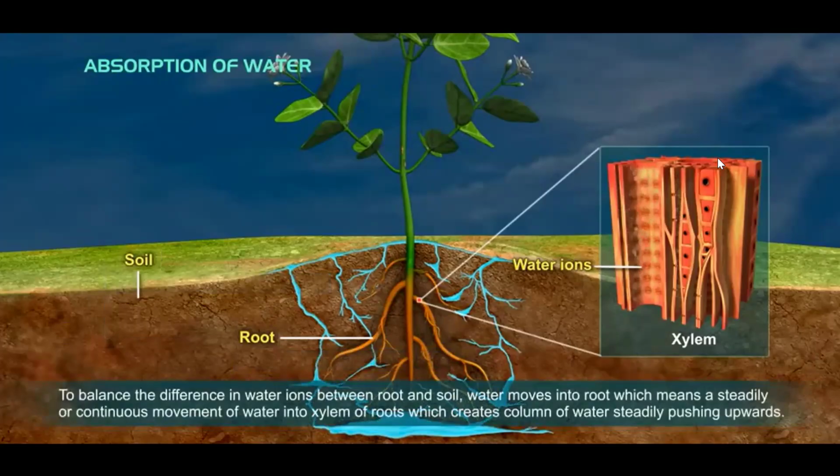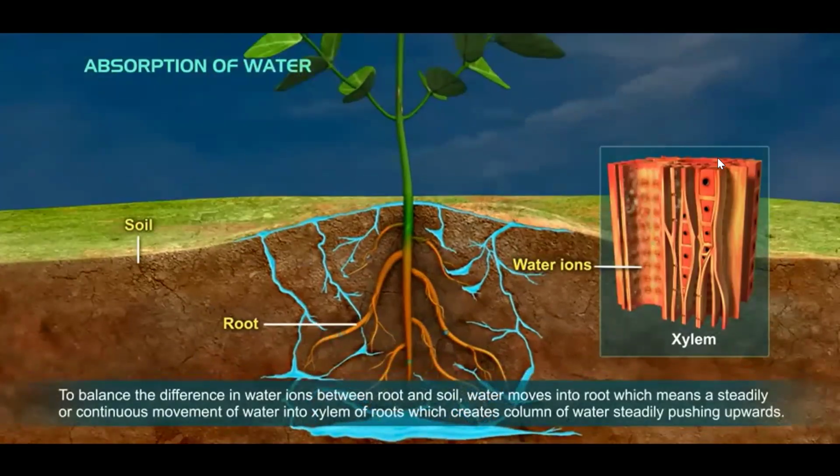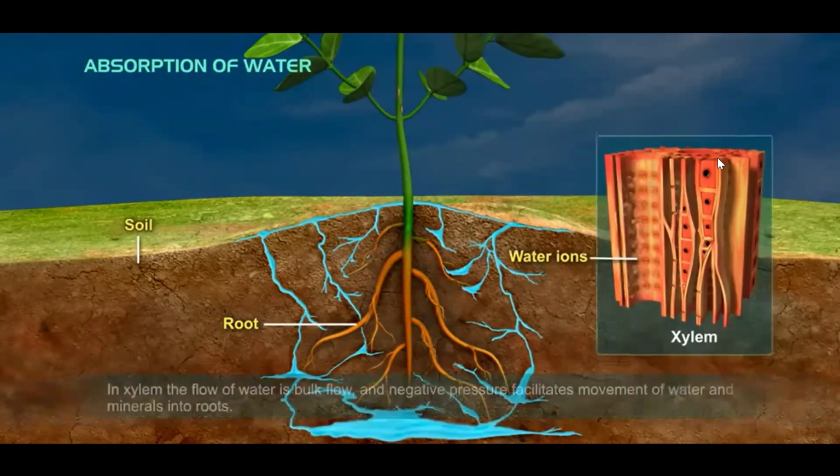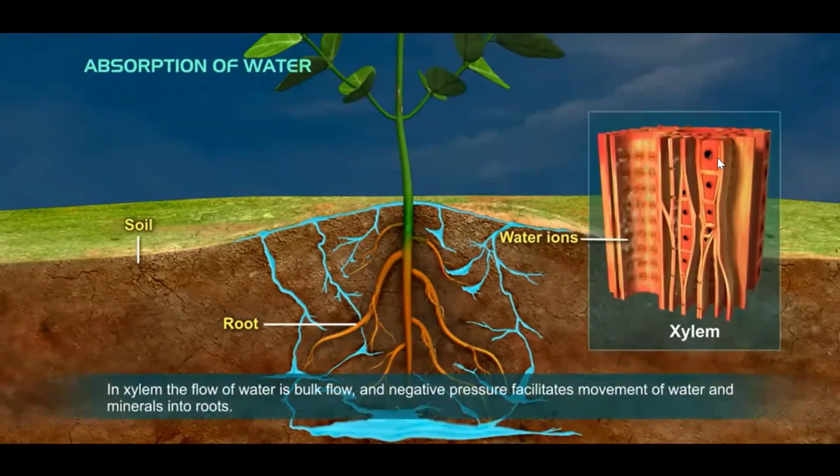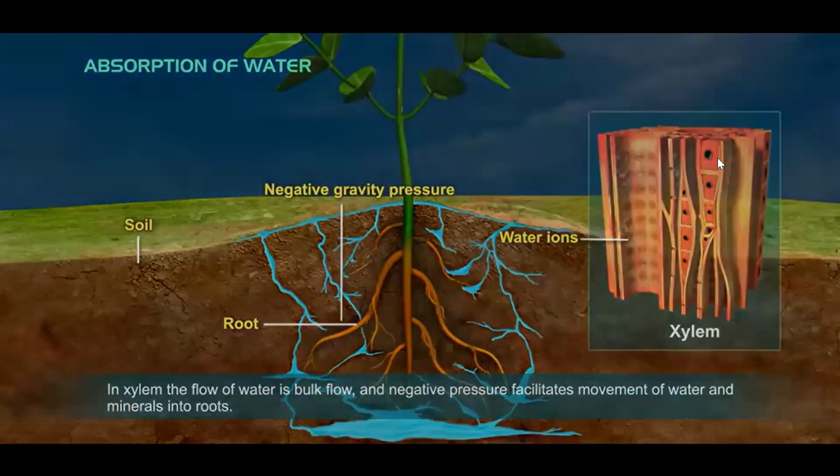To balance the difference in water ions between root and soil, water moves into the root, which means a steady or continuous movement of water into the xylem of roots, which creates a column of water steadily pushing upwards. In xylem, the flow of water is bulk flow, and negative pressure facilitates movement of water and minerals into roots.